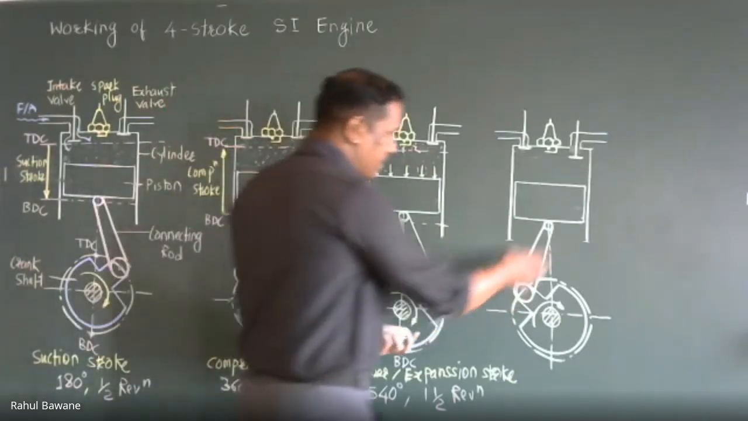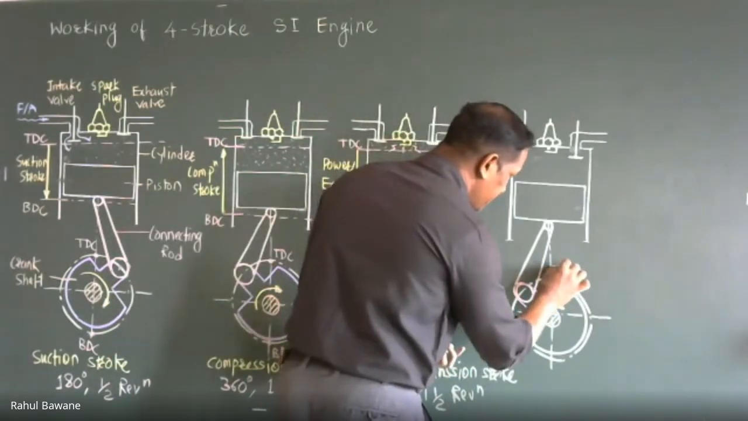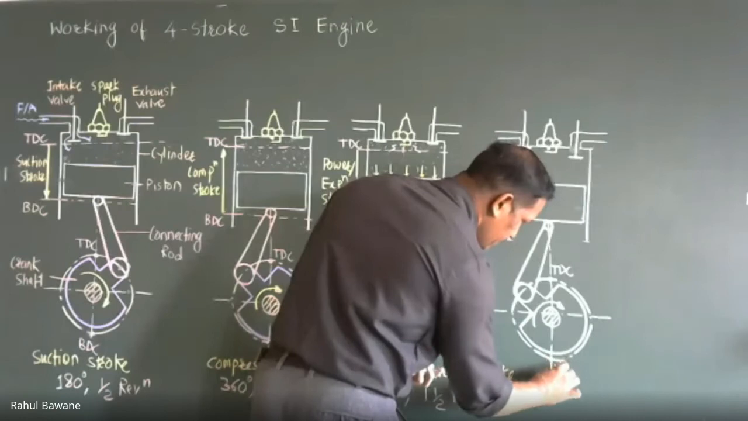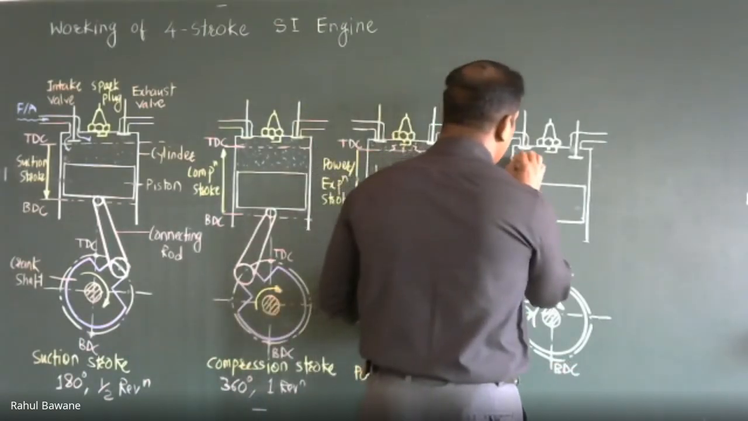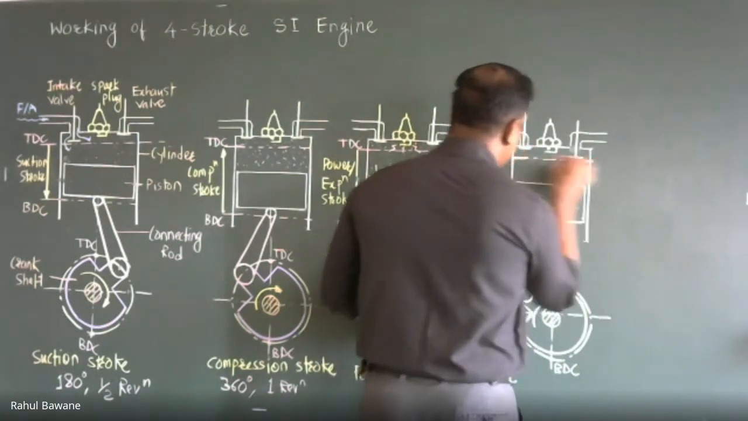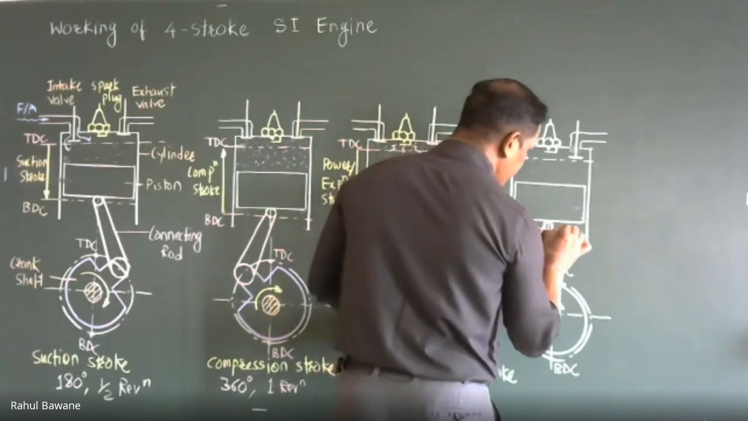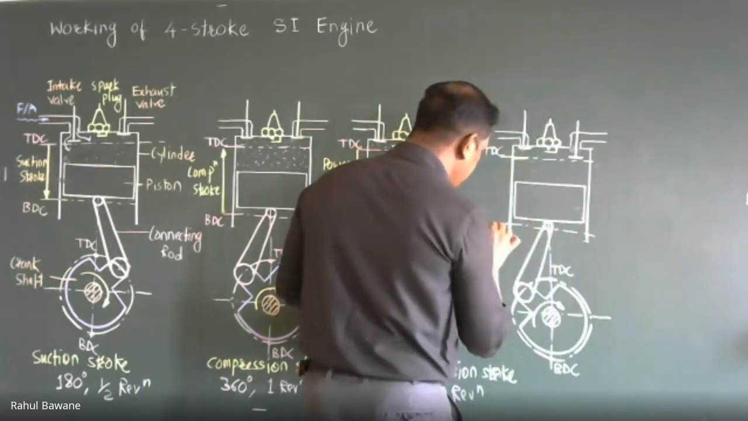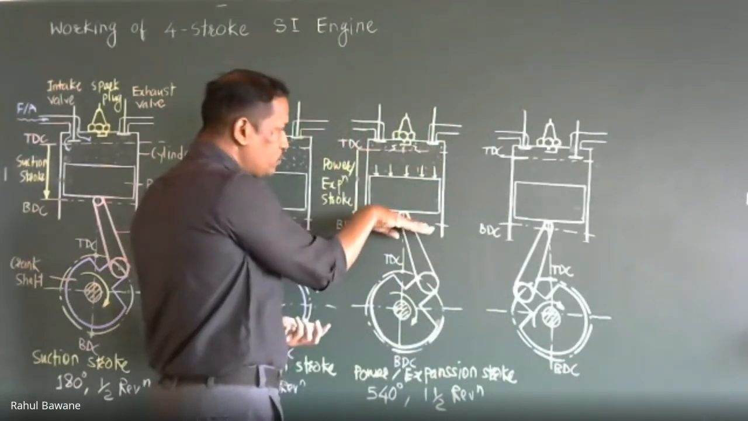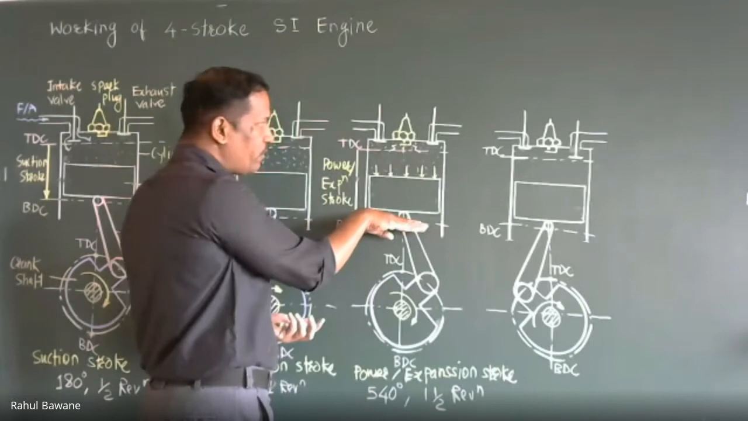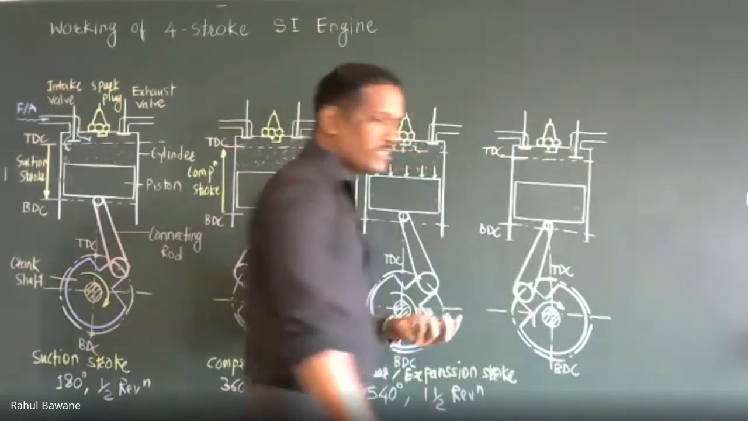So this is the connecting rod. This time your TDC on the crankshaft will be here, and BDC here, bottom dead center. If I am showing this as top dead center, it will be at the top extreme position, TDC, and the bottom extreme position is the BDC. So when the piston reaches BDC at the end of the power stroke, your complete cylinder is filled with exhaust gas.